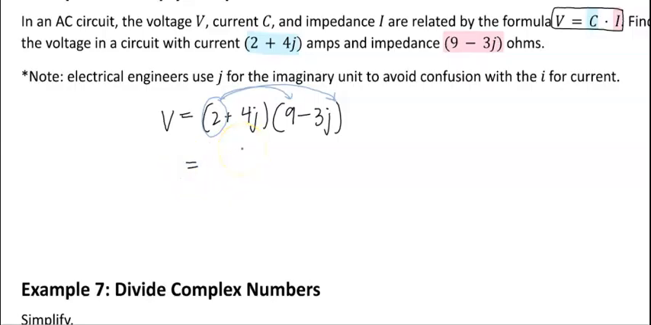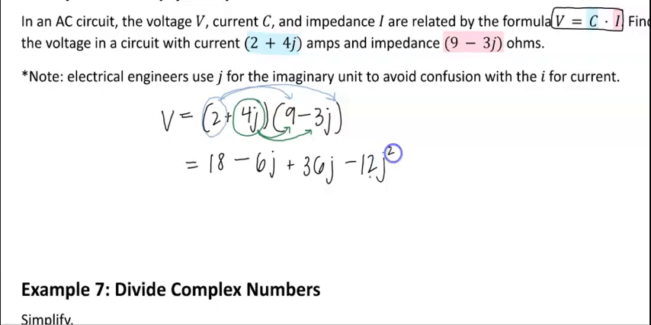It works the same as it does when you have a variable. So 2 times 9 makes 18. 2 times negative 3J makes negative 6J. And then you're going to do the same thing, but you're going to distribute your positive 4J to both terms over here. So you get positive 36J and negative 12J squared. You have a couple like terms here, negative 6J, positive 36J. Those can combine together to make positive 30J.